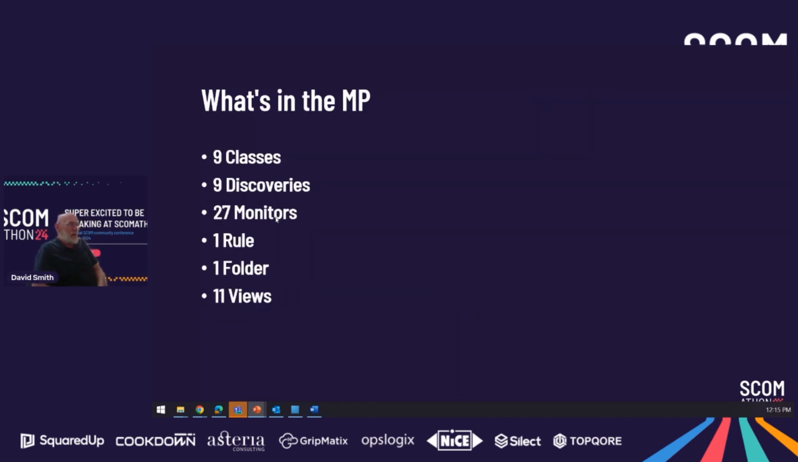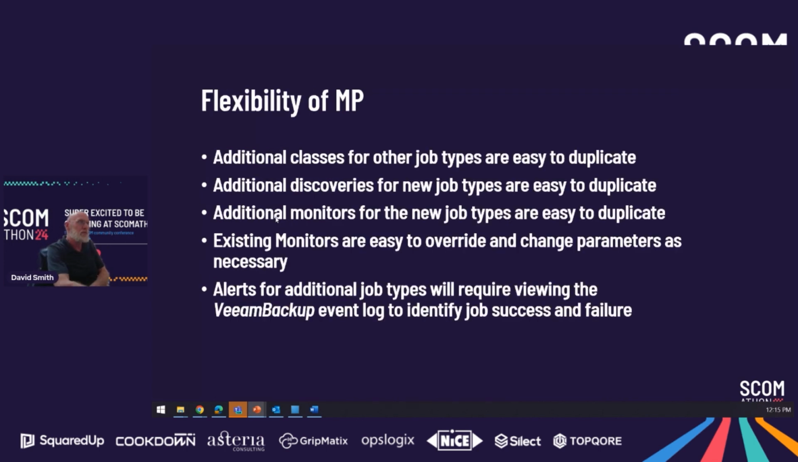So what's in the MP? There are 9 different classes with 9 discoveries, 27 monitors, 1 rule, that's the credentials rule, which may not be needed in your case, and 1 folder with 11 different views. We had 3 specific types of backup jobs. We're looking at backup jobs, file copy jobs, and replication jobs that we're monitoring in this environment. And so we needed to discover those types.